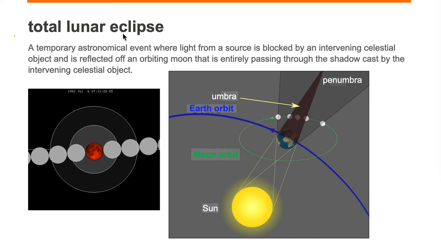For a total lunar eclipse, we need to have light from a source. Well, that light from a source is the sun, and it is blocked by an intervening celestial object. And that intervening celestial object is the Earth. Now notice that the nighttime side of the Earth is entirely drawn in the dark, so I'm just going to continue the Earth's nighttime side with that blue curvature line.